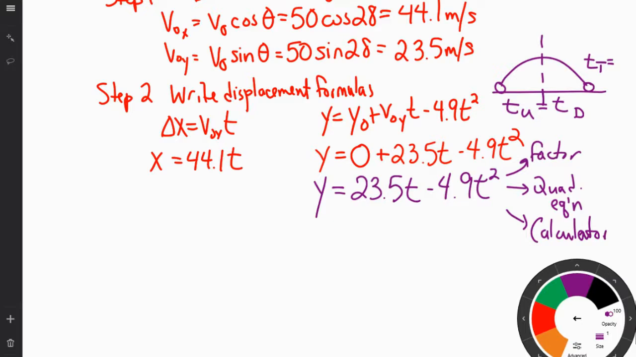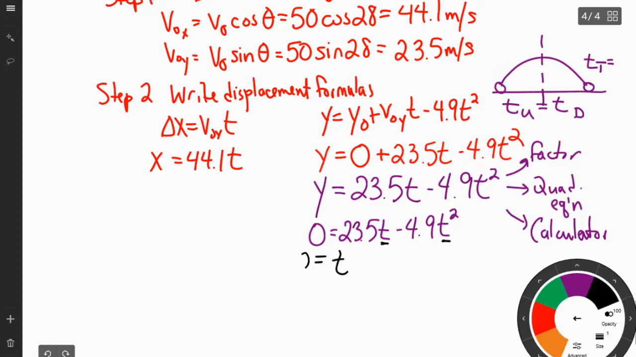Now, this one is actually easy to factor. So factoring means I'm going to set my final position equal to 0. Okay. So what happens is, note that both of these have t, right? So I can factor out a t. Here's my factor method, right? I factor out a t from 23.5, I just have 23.5. Factor out a t from 4.9t squared, I have 4.9t. Okay. Now, this is multiplication.